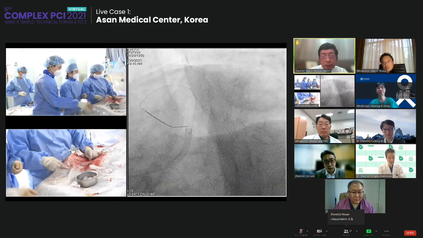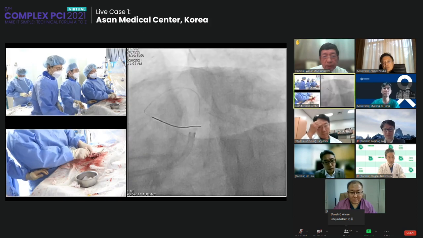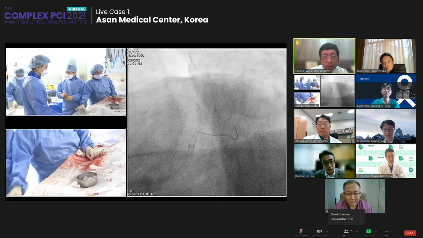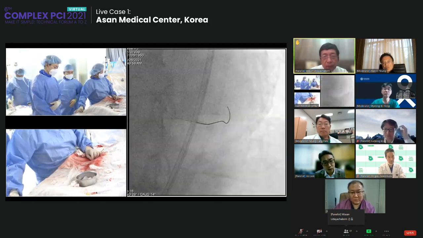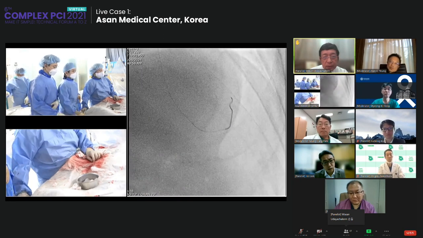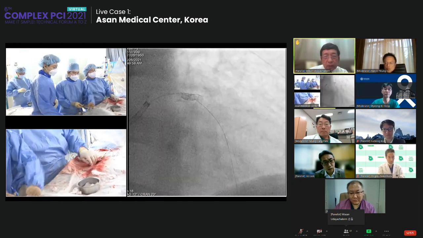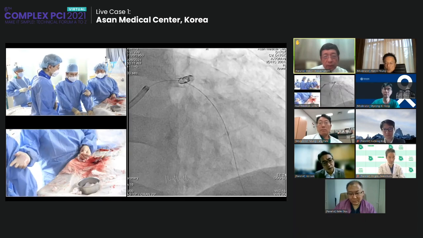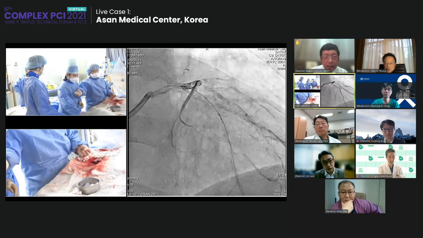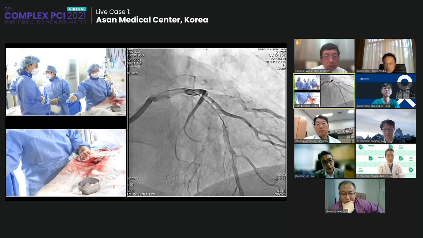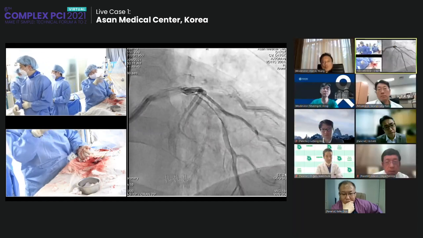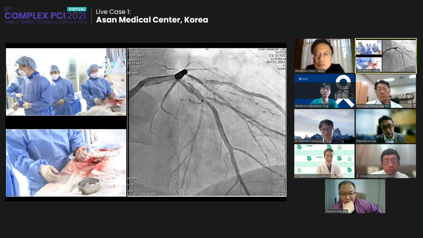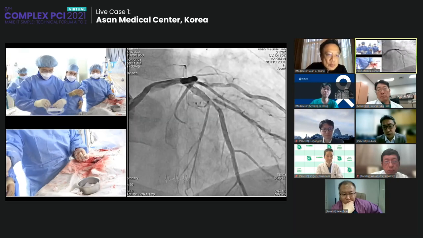And also the OM branch is right-angled for the circumflex branch. Maybe keep it simple, T stenting for the circumflex, and just stent crossover from left main to LAD, and finish with the kissing, and maybe three balloon kissing all together. I fully agree with your opinion. So because of a big angle, further circumflex ostium dilatation is not easy. So I'm doing the conventional crush technique.